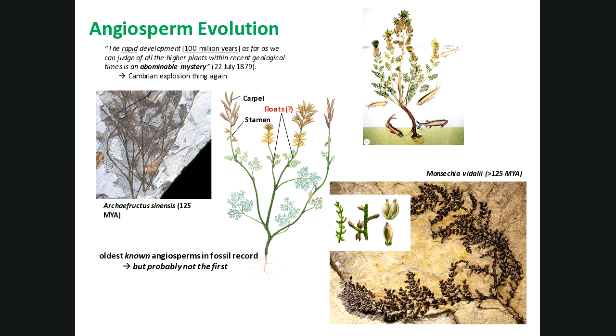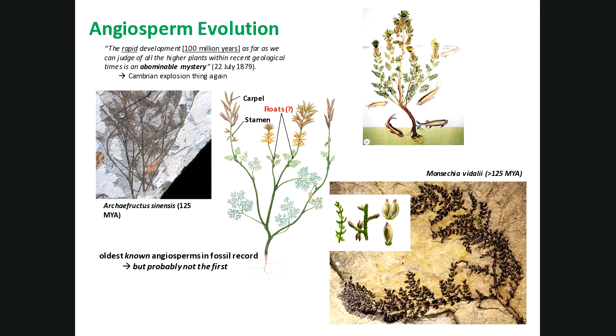So the angiosperms evolved again. By Darwin's perception, and our ability to look at the fossil record with enough detail, they seem to evolve relatively quickly. He says the rapid development, about 100 million years, as far as we can judge, of all the higher plants is an abominable mystery. Poor Charles Darwin. It's the Cambrian explosion thing again, but if we look at the fossil record, it seems like angiosperms evolved very quickly, relatively speaking. And again, he didn't understand punctuated equilibrium.